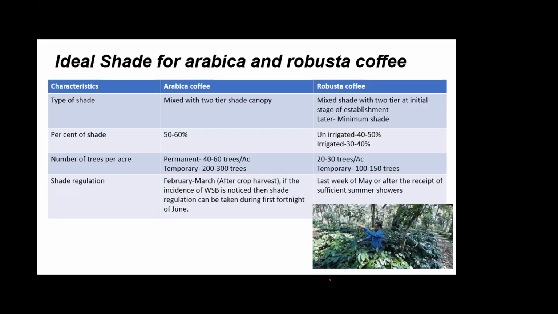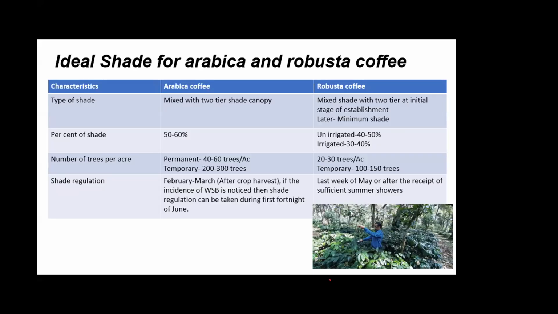And how many trees should there be per acre? It's one of the questions. For permanent trees, 40 to 60 trees per acre should be there in case of Arabica, and temporary 200 to 300 trees. And in case of Robusta, you have to maintain 20 to 30 permanent shade trees per acre, and temporary should be 100 to 150 trees to achieve this light requirement.